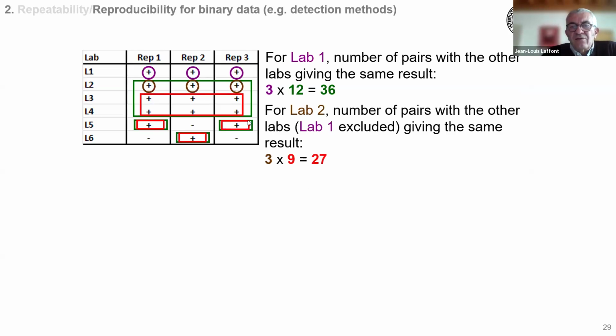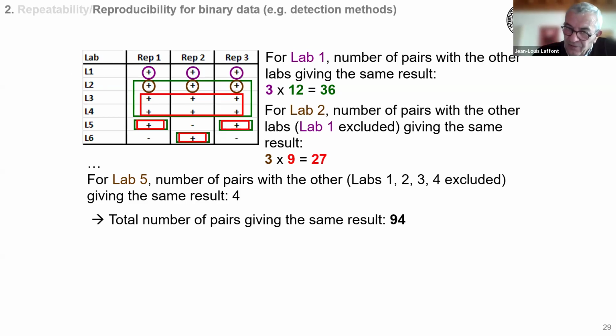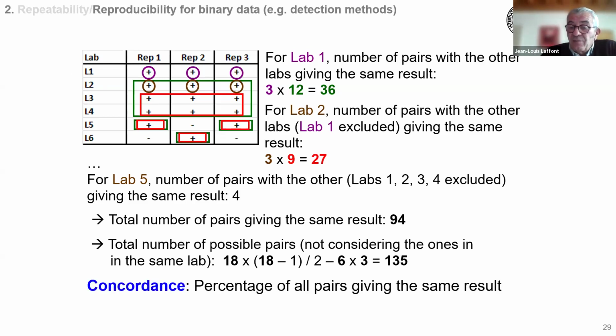For lab 2, we don't take into account lab 1, and we find 27. And for lab 5, we are just counting the number of pairs giving the same results with lab 6. We ignore the previous labs, and we find 4 results which are common to these two labs. Then we sum up all the numbers, and we get 94 pairs giving the same result. The total number of possible pairs is equal to 135, and the probability is just the ratio of these two numbers, 94 divided by 135, and in this particular example, we find 70%.